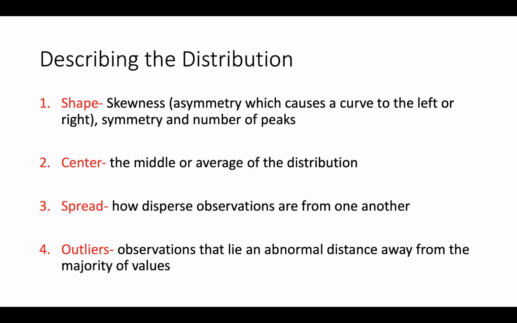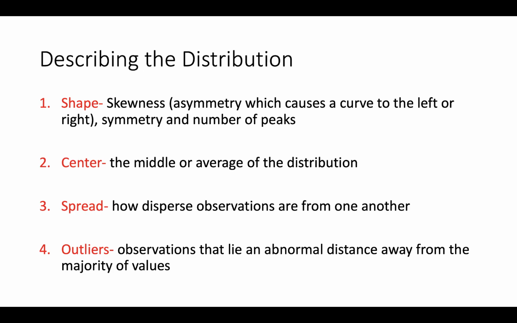The last aspect of a quantitative distribution are outliers. Are there any observations or a singular observation that is very far away from the majority of your data? This too can affect how you analyze your data set. However, in this lecture, we're going to solely focus on shape.